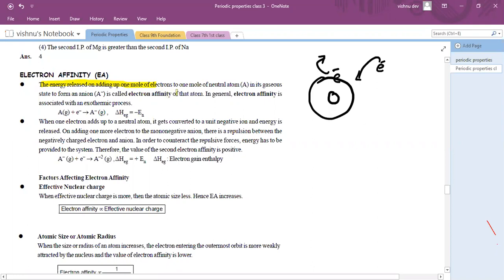If it's energy per mole, then you have to say 1 mole of electron, or you can just say 1 electron also, it's fine, to a neutral atom of the gaseous form. That's why the definition should say outermost orbit of an isolated gaseous atom. Then that energy is called electron gain enthalpy or electron affinity. So see the example.